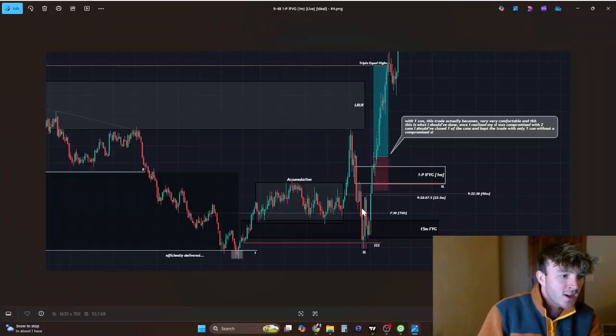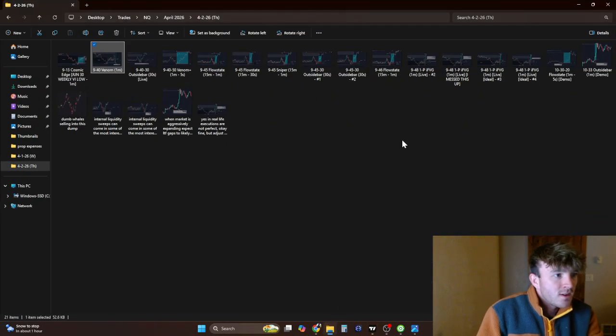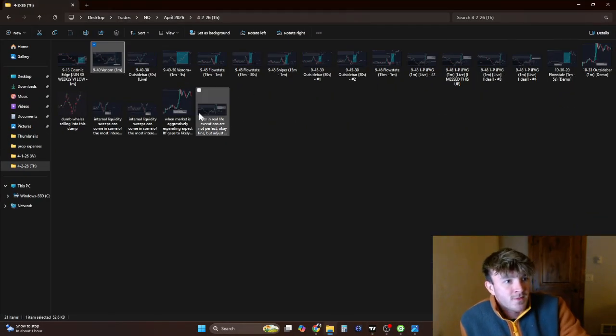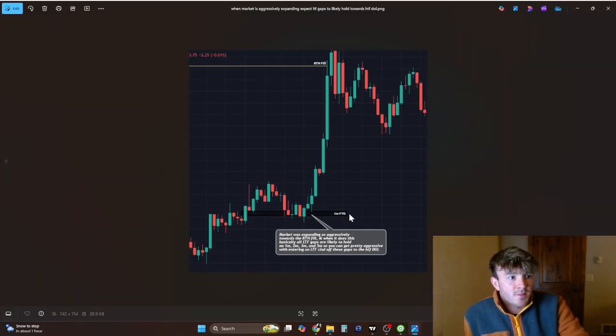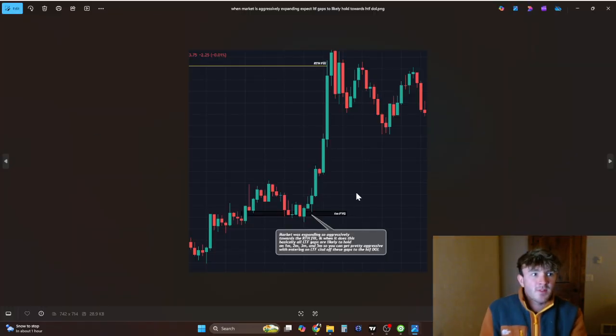I'm trying to get the screenshot. I don't know where it went. Let me find it. When the market is super directional, all low time frame gaps are very likely to hold, even on the 1 minute.